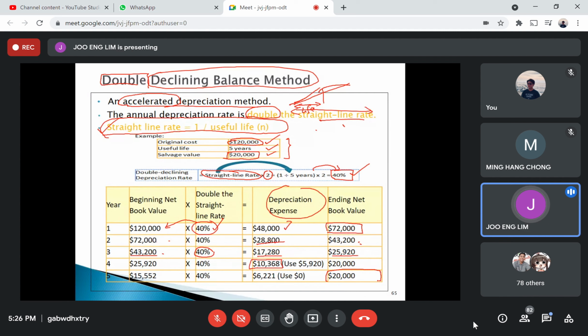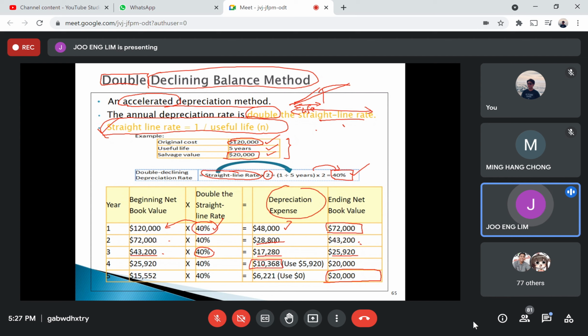You cannot change your ending. You cannot change your salvage value. So you have to get this value. See, at the end of year 5, you have to get the value of the asset at this 20K. So in that sense, if you use 25,920 minus 10,368, you get an ending book value of negative. There is no such thing as an ending net book value of negative.